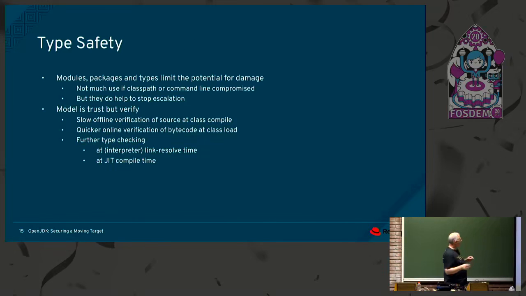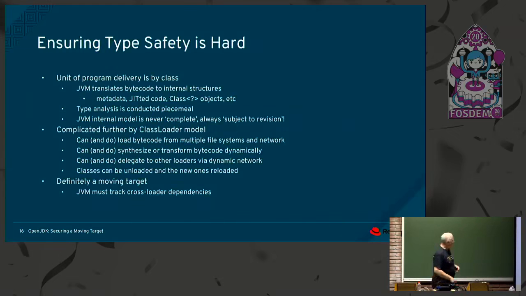There's a quick online verification of bytecode at class load, and then that's followed up by further type checking at link resolve time, checking across from one method to a called method, and also at JIT compile time, a method tree is type checked and there's type consistency. These all rely on each other in a hierarchy, though, and there are assumptions that things checked at one point don't need to be checked again later on. This is why I call it a moving target.